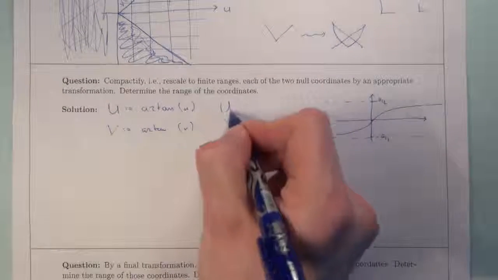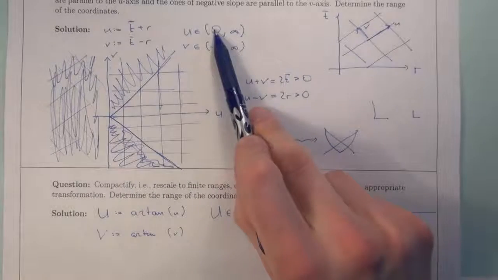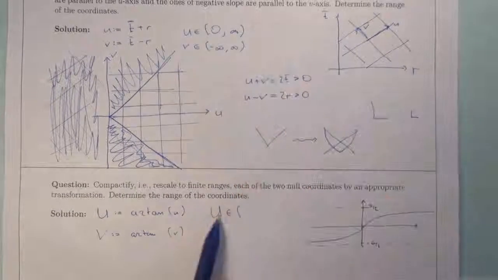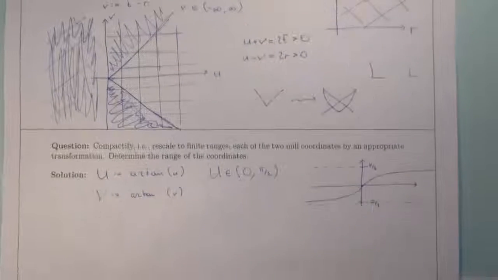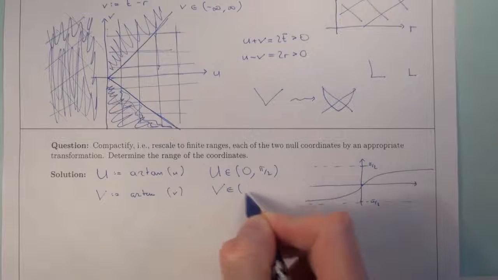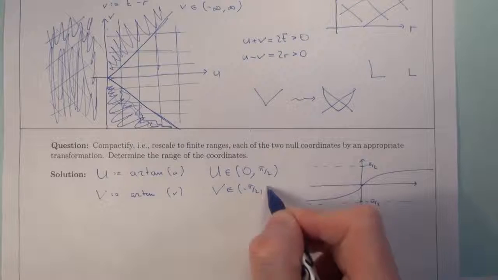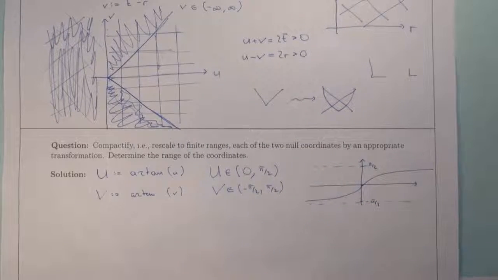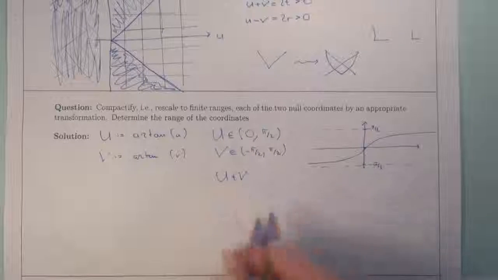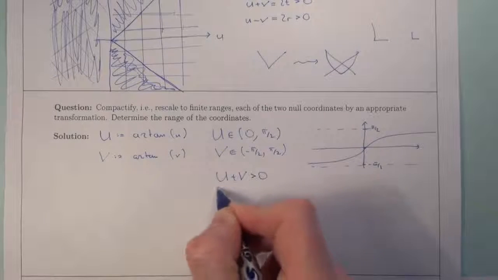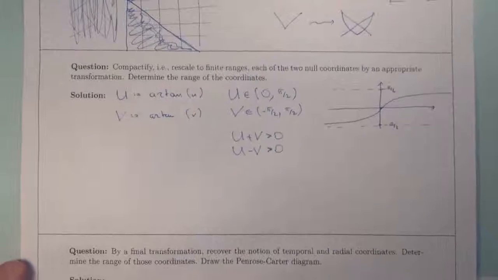So maybe first the ranges. So this u, you can check up here, was the small u was from 0 to infinity. That means the capital U is from 0 to pi half. And for the v we had minus infinity. That could be a possible value, so this is the range. But as I said, the conditions that u plus v must be greater than 0 and u minus v must be greater than 0 also hold.